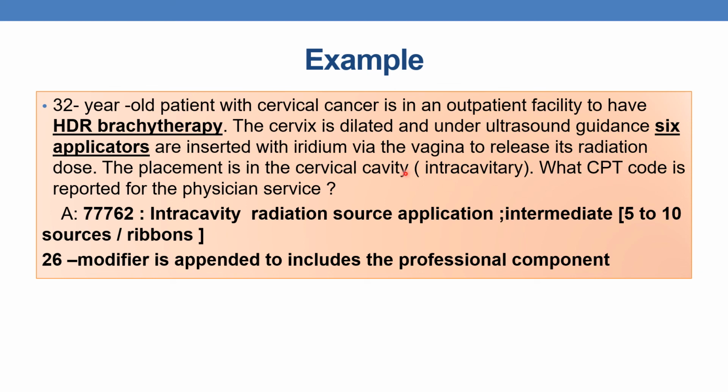What CPT is reported for the physician service? The CPT is 77762. The description is intracavitary radiation source application intermediate. Because 6 applicators are used, we are going for intermediate, which includes 5 to 10 sources. Additionally, 26 modifier is appended to include the professional component.